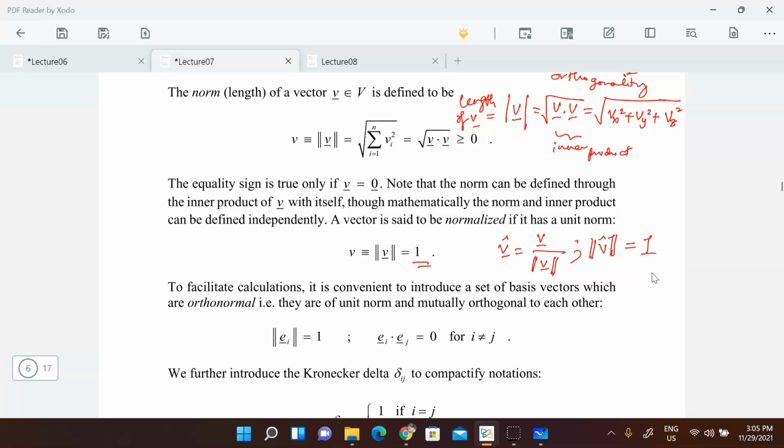You can get that the norm of that unit vector is always equal to 1. And you can check this for your basis. Your bases are normally assumed to be of unit length, but it's not necessary. A standard thing to do is to take your basis to have unit norm, and all your different basis vectors are mutually orthogonal to each other. Then these bases are said to be orthonormal. Orthonormal means orthogonal plus being normal.